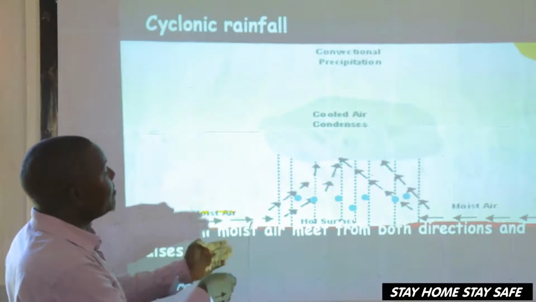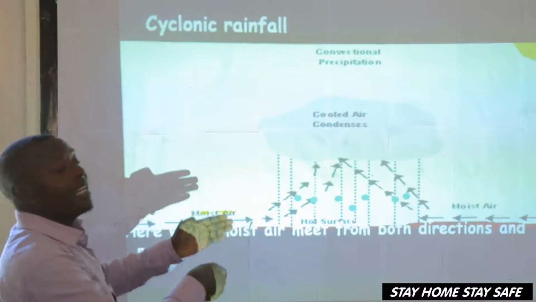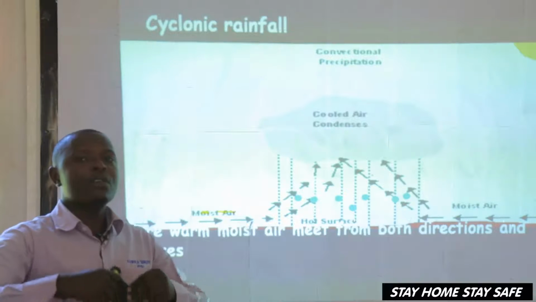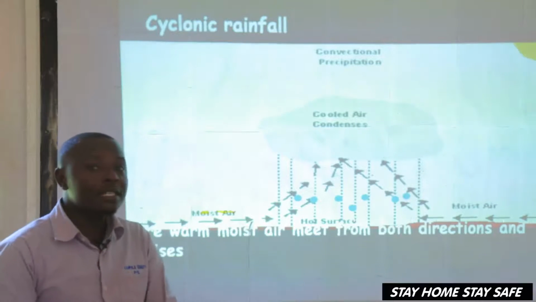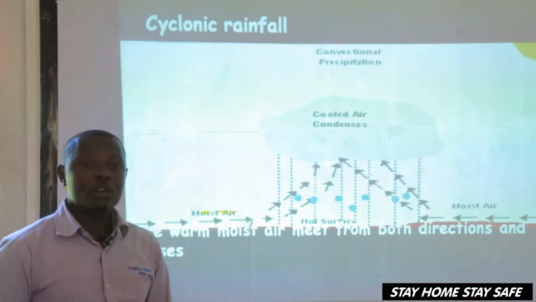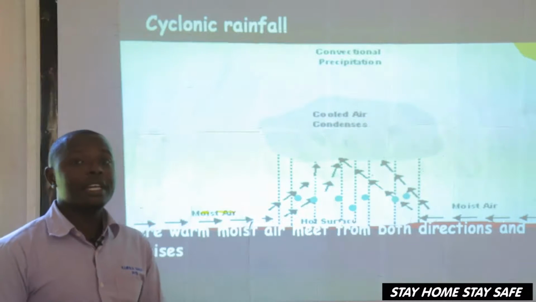So when they come up in the sky, they get cool temperatures, and then they will condense. And when they condense, they form what we call frontal or cyclonic rainfall.